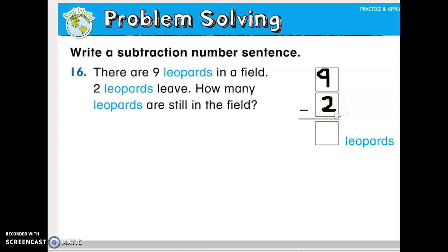And whenever I have something really close to the number that I'm subtracting just a little ways down, I think of that number line. 9, 8, 7. So I took 2 away and I come down the number line 2 to 7. So 7 leopards are left.